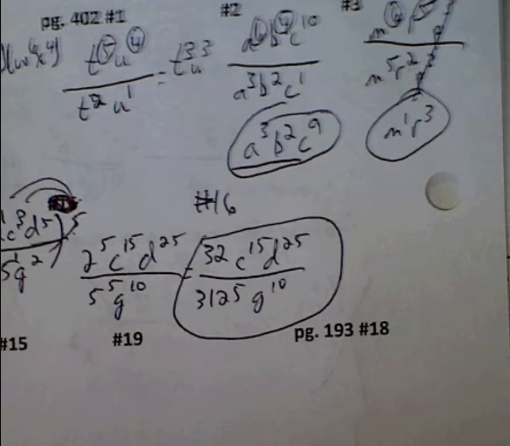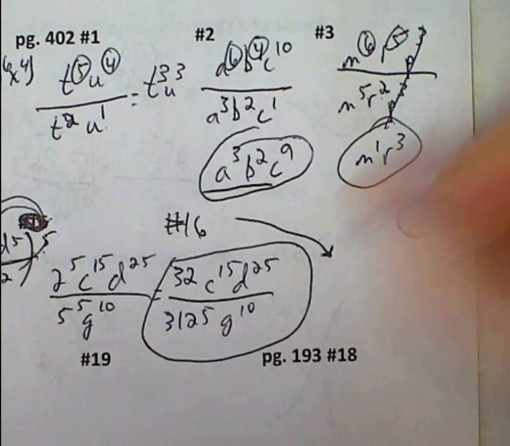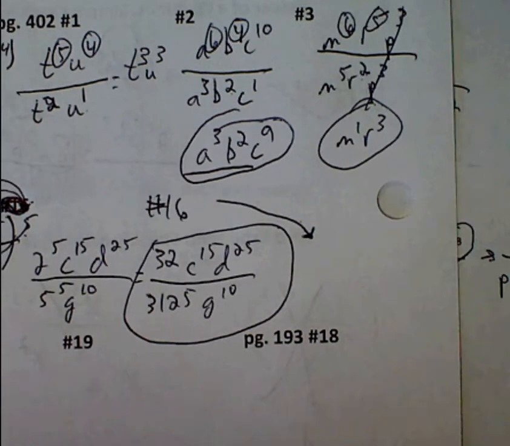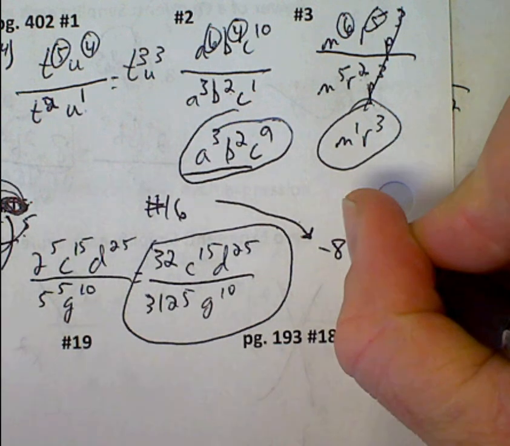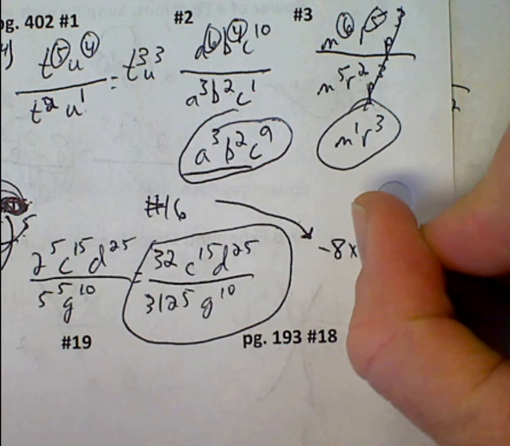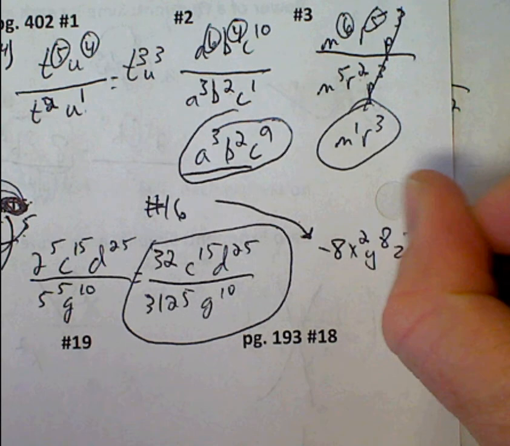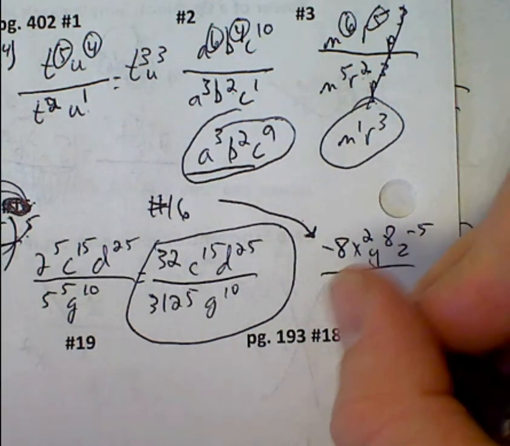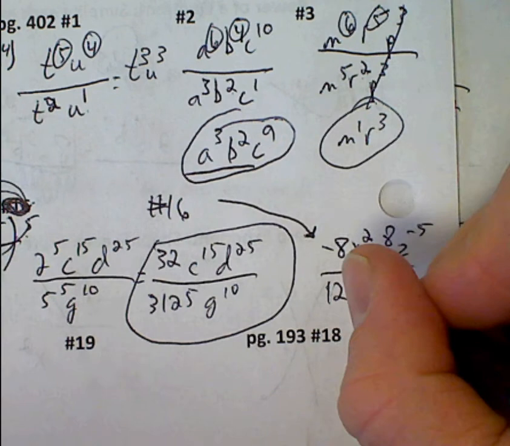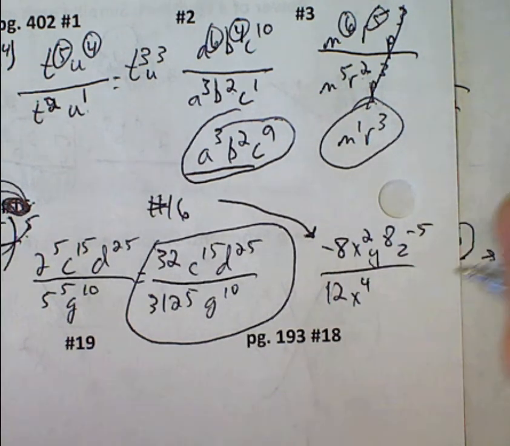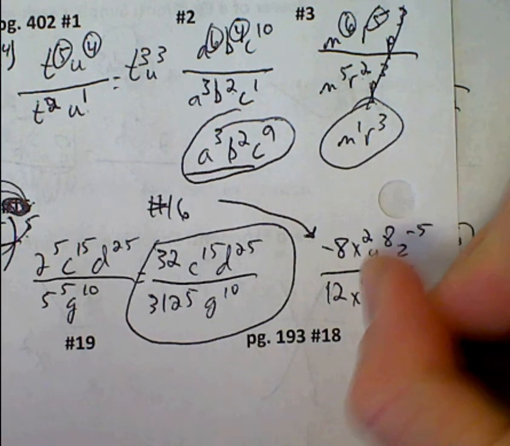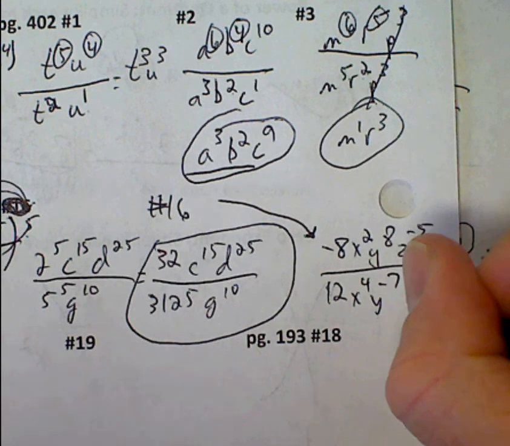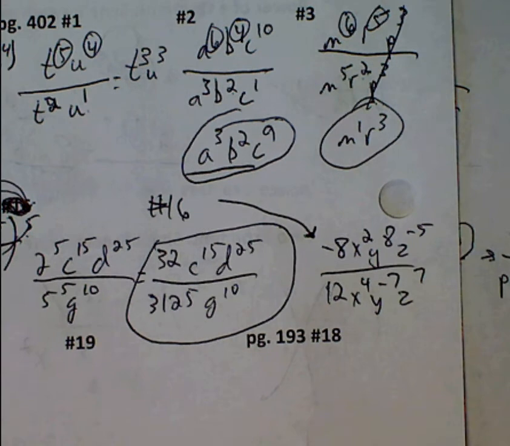Number 16. On number 16, we have -8 x squared y to the 8 z to the -5, over 12 x to the 4 y to the -7 z to the 7.